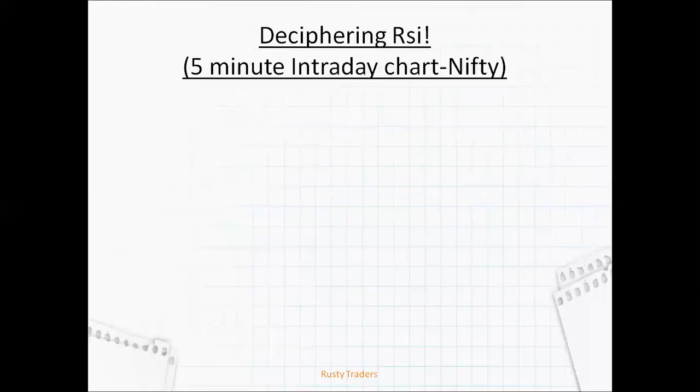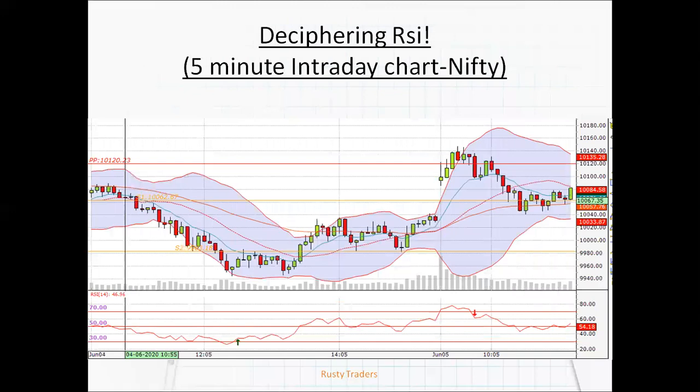So let us understand with a practical example. What I have is a 5-minute intraday chart of Nifty. So if you see, what we are showing here is at this particular level, the RSI was at around 46.96. So as the Nifty started coming down, the RSI also did the same thing.